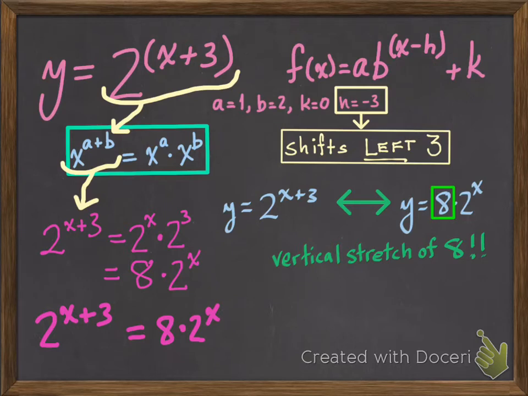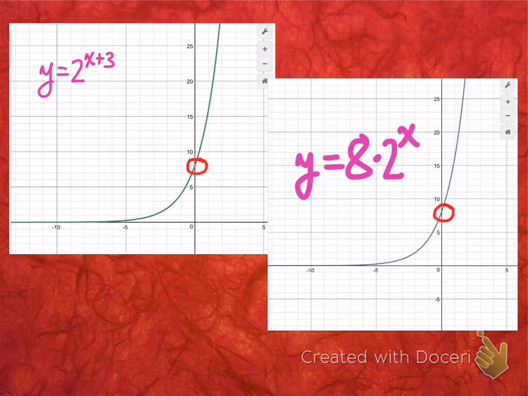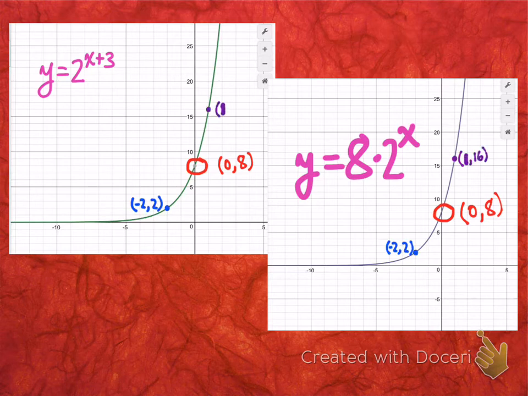So let's take a look at the graph of these two functions, in case that's not enough to convince you that they really are the same, which it probably is, but I want to take a look at the graph anyway. Here's 2 to the x plus 3 on the left, which is a shift left of 3 units. On the right, you see 8 times 2 to the x. That is a vertical stretch of 8 units. And you can see that they have some points in common, don't they? They both have the same y-intercept, and they have some other points that are the same as well. So (2, negative 2) is the same on both graphs, and (1, 16) is the same on both graphs.